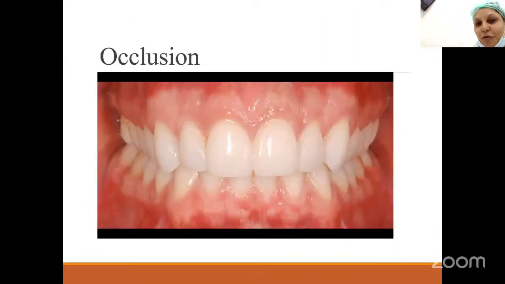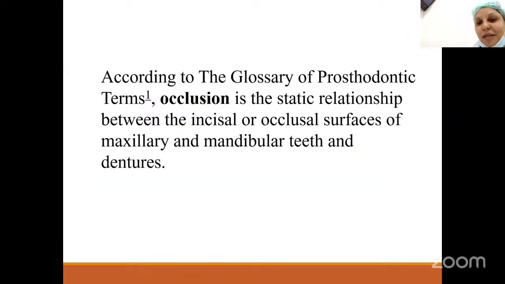Before we go ahead with the session by our speaker, we should know some basic things about occlusion. Occlusion is nothing but a relationship between our maxillary and mandibular teeth, in layman's terms. But according to the Glossary of Prosthodontics, occlusion is defined as a static relationship between the incisal or occlusal surfaces of maxillary and mandibular teeth, and even in dentures.